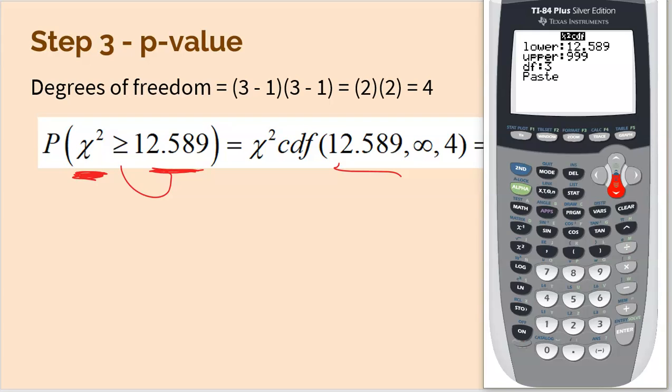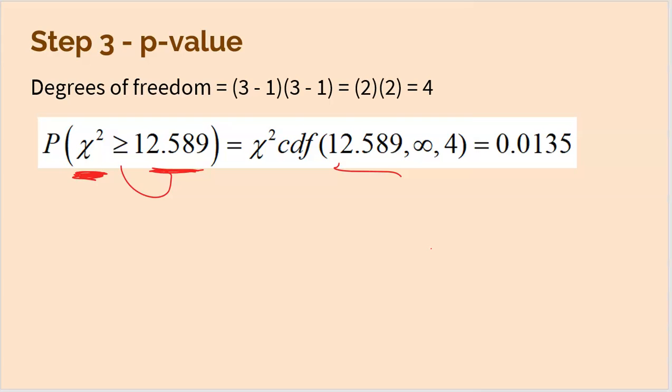Really, 99 is fine, but you're going really, really high because of the fact that, you know, it's skewed to the right. There is no left. It's all to the right. So we're going to go way to the right. And then make sure you change the degrees of freedom there to 4 degrees of freedom. Paste that to your home screen. And we get a p-value of 0.0135.